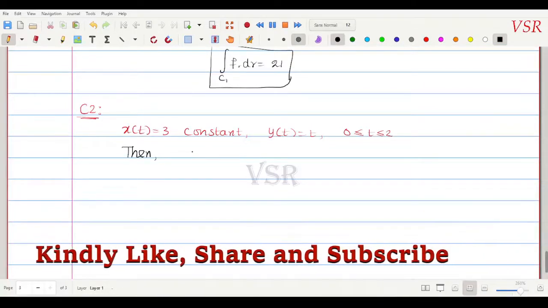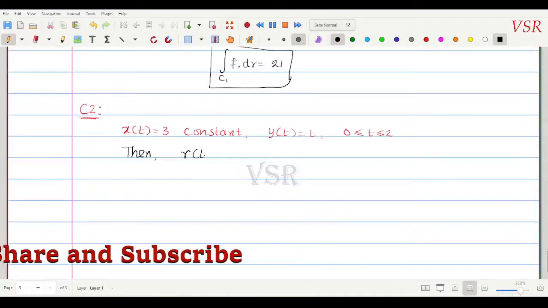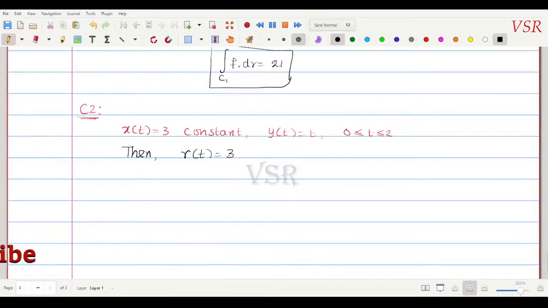Then how do we define r of t? This is equal to 3 times i vector plus t times j vector. Then dr is equal to, this becomes 0, since differentiating 3 gives 0. So 0 times i vector plus 1 times j vector, into dt.